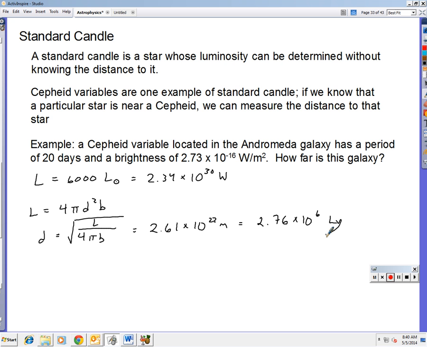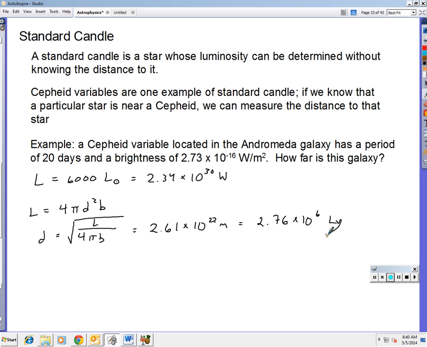Now, what makes this really, really useful, because finding the distance to this particular Cepheid is not terribly important, is that because it's in another galaxy, this tells us approximately how far away the Andromeda Galaxy is. And it is quite far, on the order of several million light years.